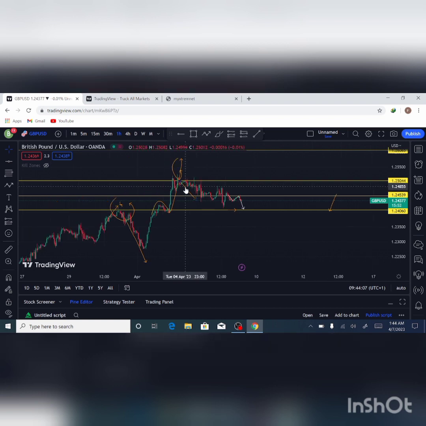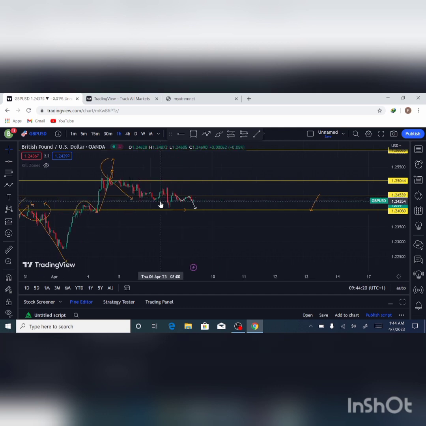So if you get an entry on a psychological level like this, and it goes up, you should be expecting 100 pips or 50 pips. If your target is the sub-psychological level, you should be expecting 50 pips, while if your target is the main psychological level, you should be expecting 100 pips. So that is psychological level.